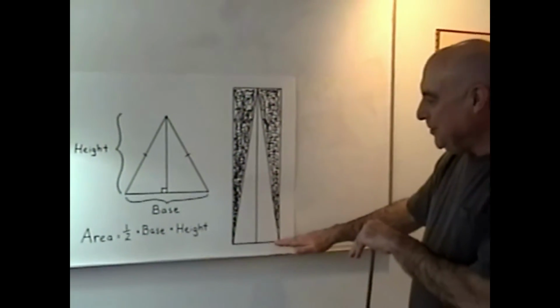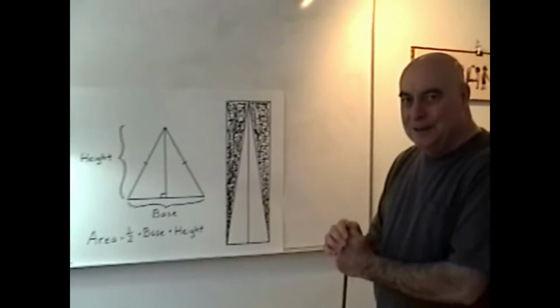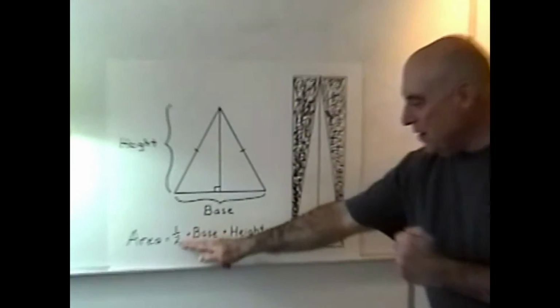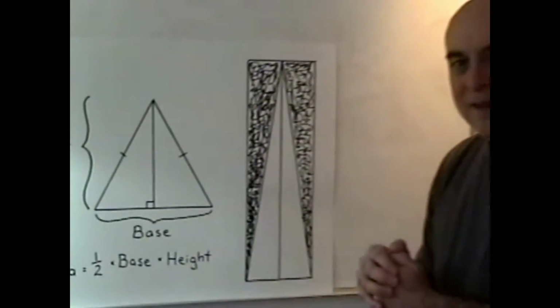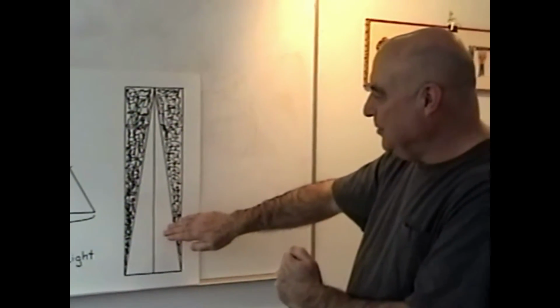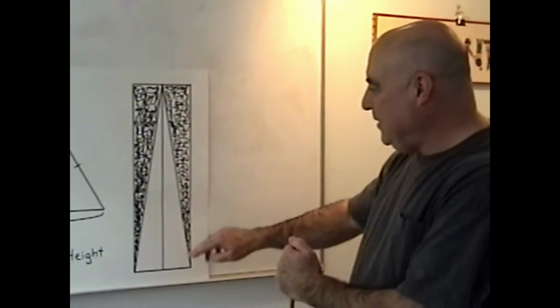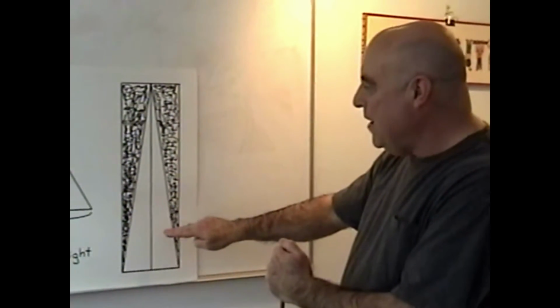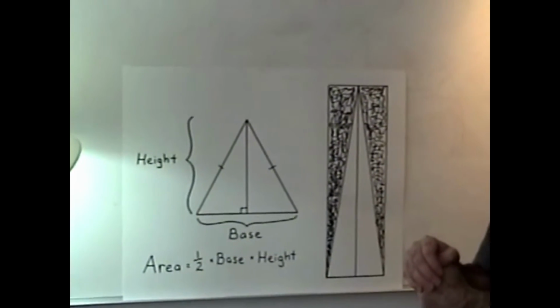this isosceles triangle here. Now the formula for the area of a triangle is 1/2 times the base times the height. Here's why that formula works. Our tall, skinny isosceles triangle has been drawn inside a rectangle, and you can see that the triangle itself occupies precisely half the area of the rectangle that it's in. That's where the 1/2 comes from.